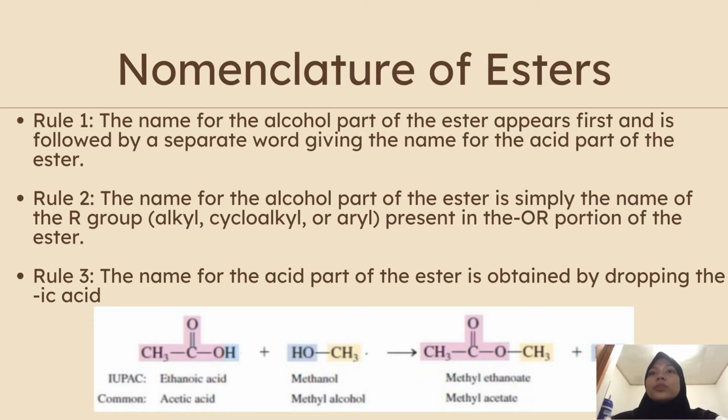And then we have rule number 3. The acid part of the ester is obtained by dropping the IC acid in the ending of the acid name and replacing it, or adding the suffix ate.